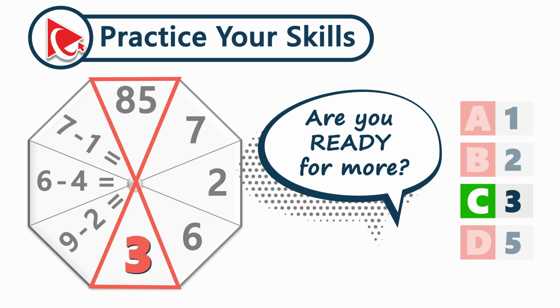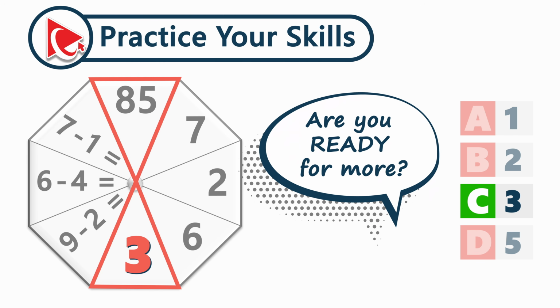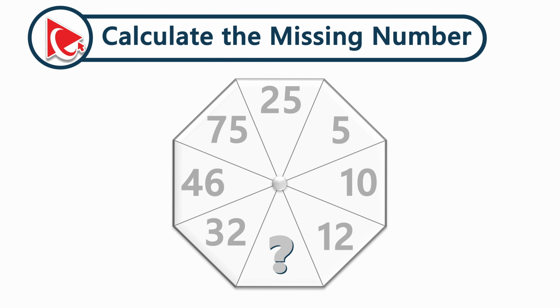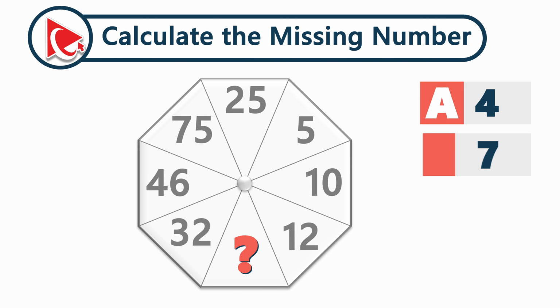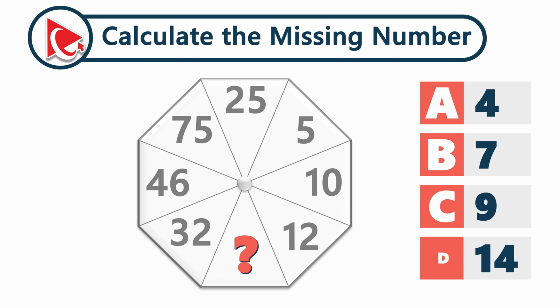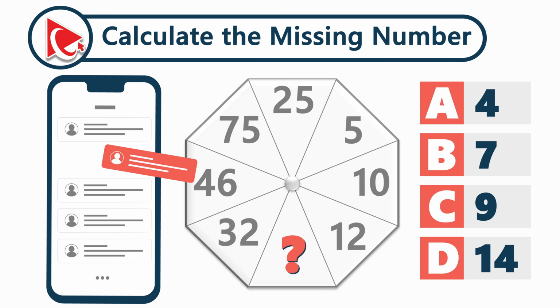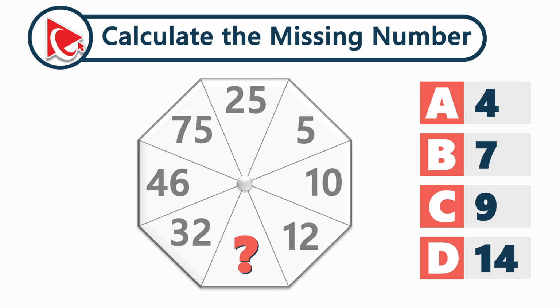But hold on! Are you ready to put your skills to the test? Give this question a shot and see how you will stack up. You're presented with the octagon. Starting at 8 o'clock position, the numbers in the octagon are 32, 46, 75, 25, 5, 10, 12, and then comes the missing number, which you need to calculate and select your answer out of 4 possible choices: A4, B7, C9, or D14. Once you've locked in your answer, drop it in comments, and I will be there with the feedback. Have fun with this question, and good luck.